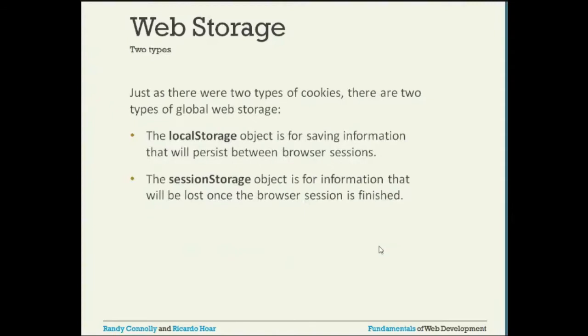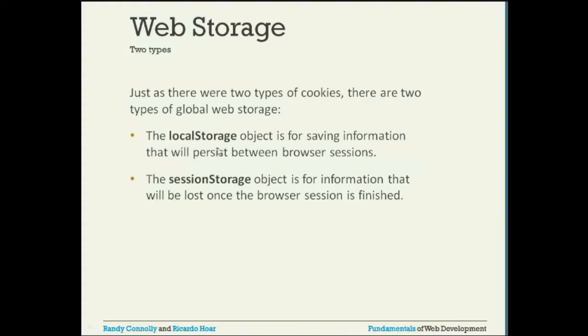In case of cookies, there were two types of cookies we had. One is the persistent cookie and one is the session cookie. As we know, whenever the browser session ends, the session cookie will be deleted. The persistent cookie has an expiry date and it will persist until that expiry date. Similar to that, we have two types of web storage. One is local storage, one is session storage, which work very similar to the persistent and the session cookies.